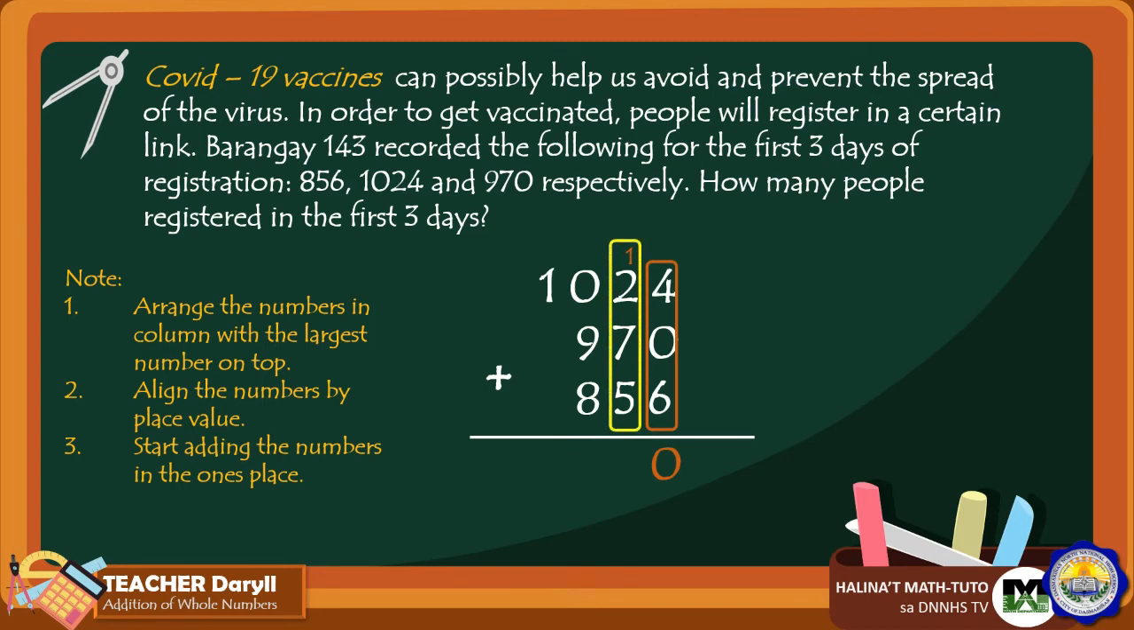1 plus 2 plus 7 plus 5 is 15. Write 5 and carry 1 over to the next column. 1 plus 0 plus 9 plus 8 is 18. Write 8 and carry 1 over to the last column. 1 plus 1 is equal to 2. So the sum we have when we add 1,024 plus 970 plus 856 is 2,850.